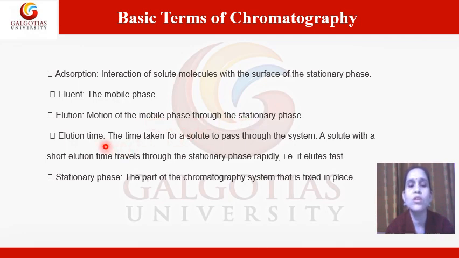Then elution time. It is the time taken for a solute to pass through the system. A solute with a short elution time travels through the stationary phase rapidly, which means it elutes fast. So elution time is the time taken for a solute to pass through the stationary phase. Then the part of the chromatography, the stationary phase, is fixed in place.